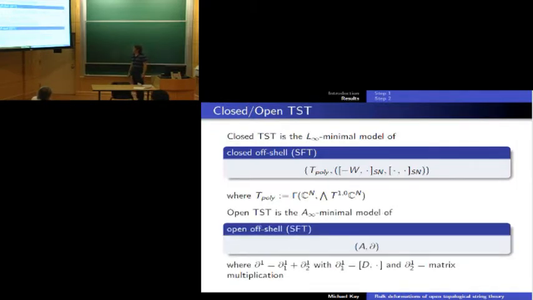What about the open sector? There the string field theory is given by A, so matrices with polynomial entries, with the DG structure where the differential is the BRST differential, so the commutator with the matrix factorization, and the product is matrix multiplication.